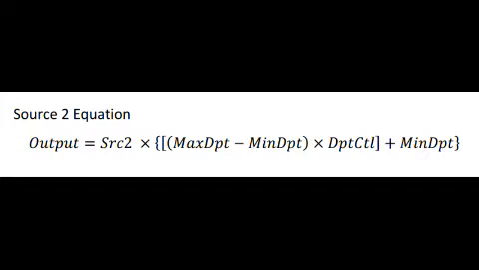Okay, so what happens is that the controller output is equal to whatever number you've put into your source 2 controller, and you multiply it by the difference between the maximum depth and the minimum depth. You multiply it then by whatever you've got assigned to the depth controller, and then you add back the minimum depth. And that really is what the equation is.